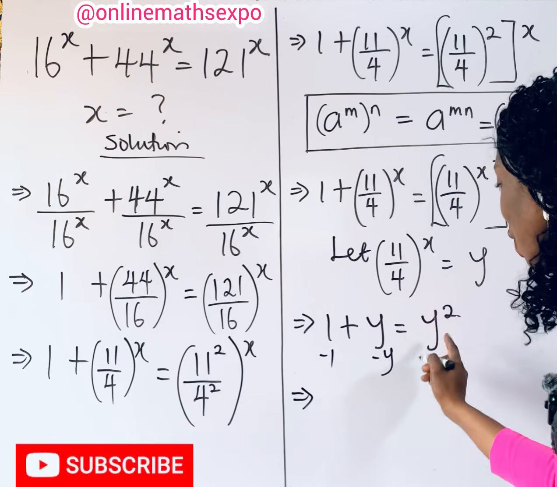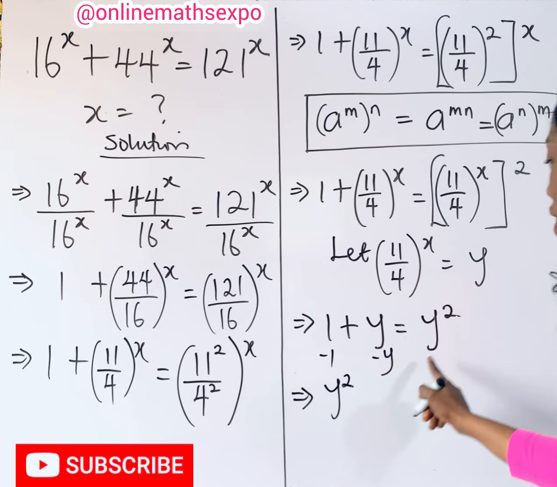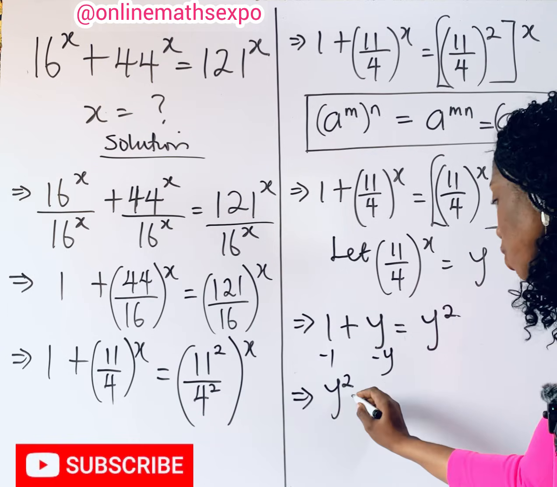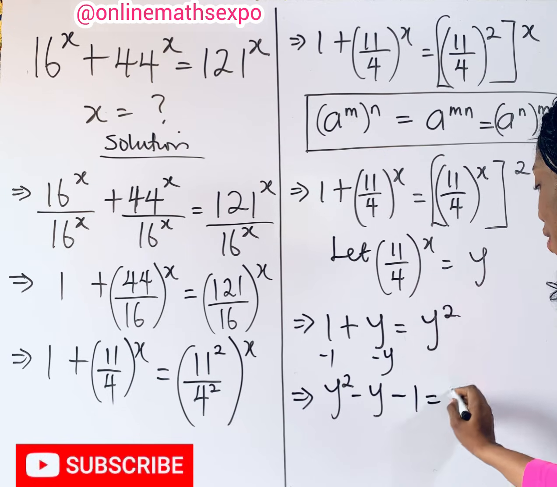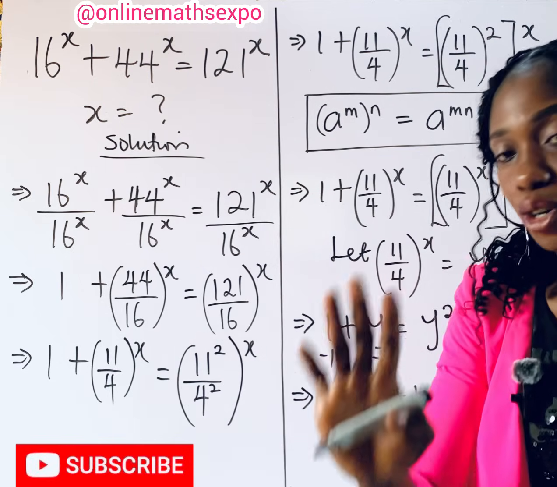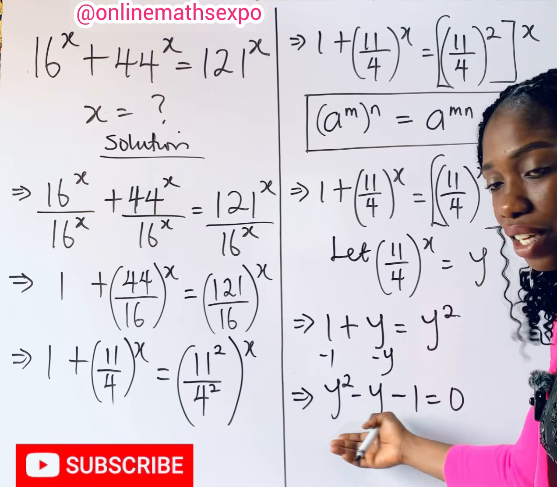So if you do it, you are going to have y squared. You're subtracting y also here, so it's negative y. Then you are subtracting 1 here, it's negative 1, and everything is equal to 0. Now what do we do? Just remember your formula. We're using the formula method here, okay?